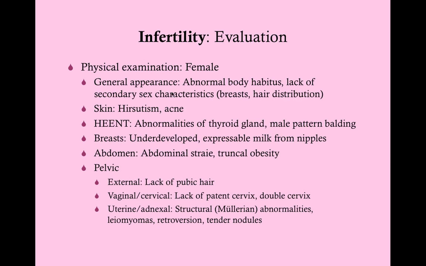Is there a lack of secondary sex characteristics? Again, coinciding with Turner syndrome. What about the skin? Hirsutism and acne. That suggests increased androgens. That's associated with PCOS. Head, eyes, ears, nose, throat. Are there abnormalities of the thyroid gland? If you have a goiter, it may suggest hyper or hypothyroidism.